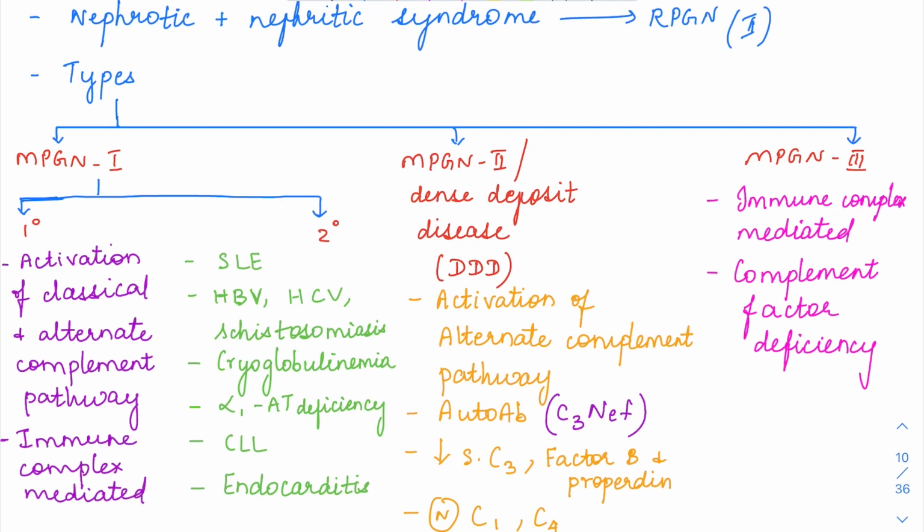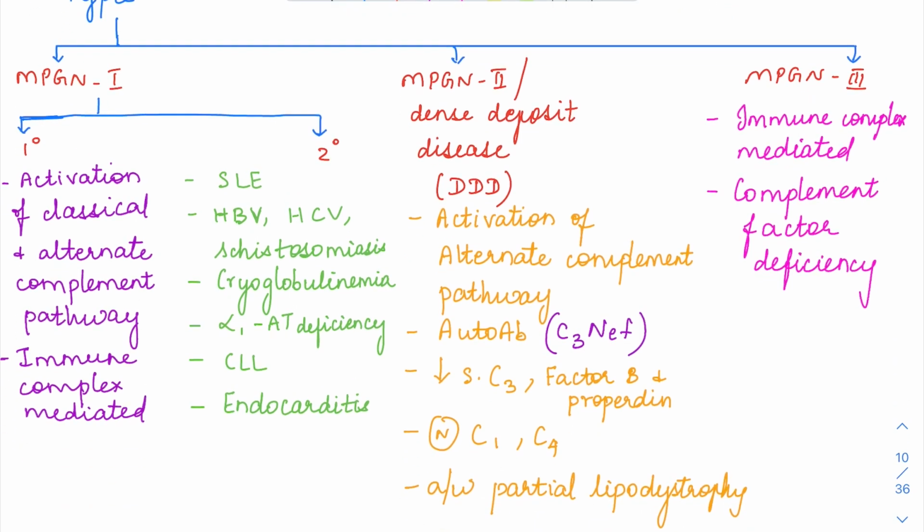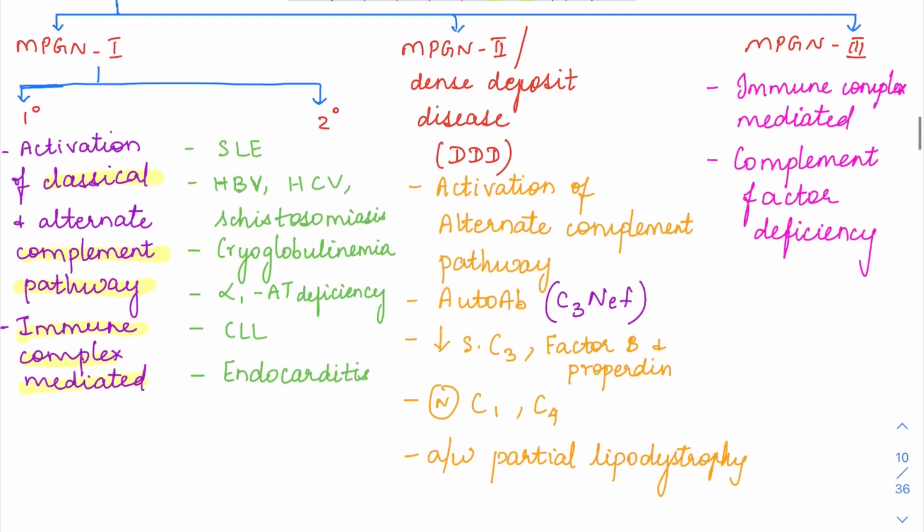So type 1 will be the most common one, and type 1 is going to be again subdivided into primary and secondary. So in primary, it is going to be immune complex mediated, with the activation of the classical complement pathway. So the classical complement pathway is going to be activated in type 1 primary MPGN, and this is going to be immune complex mediated.